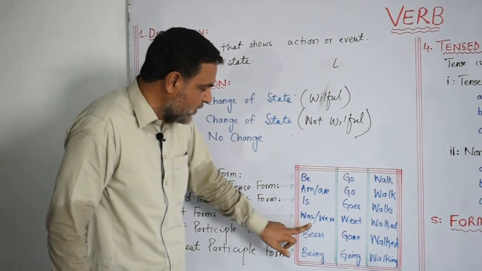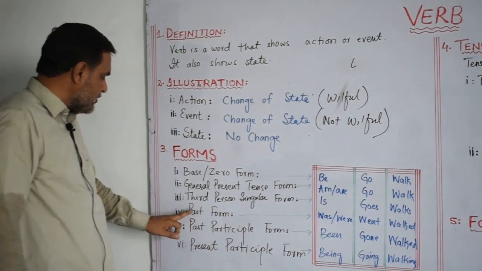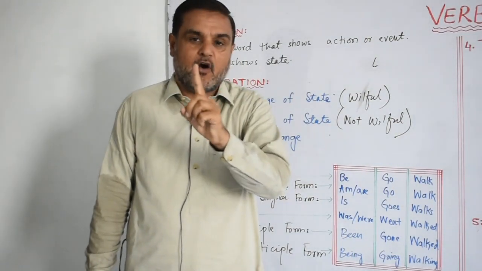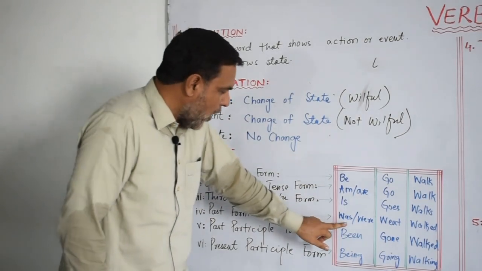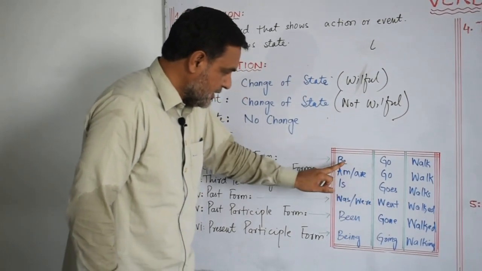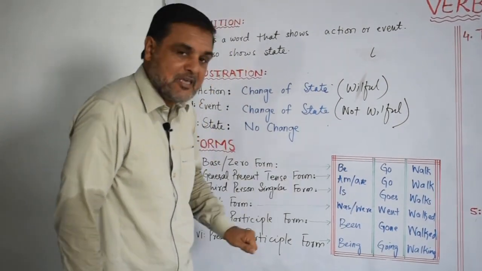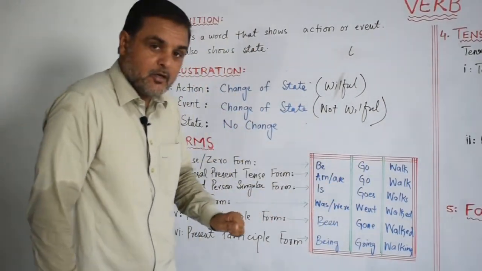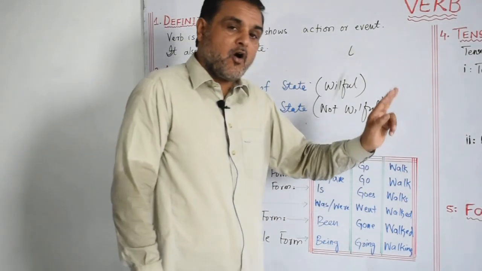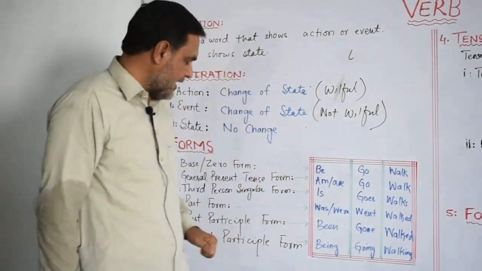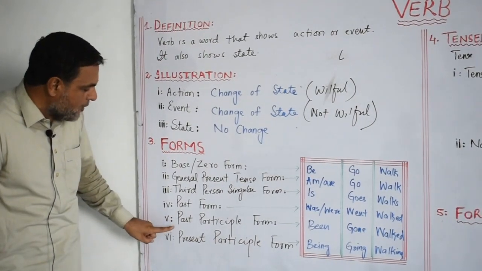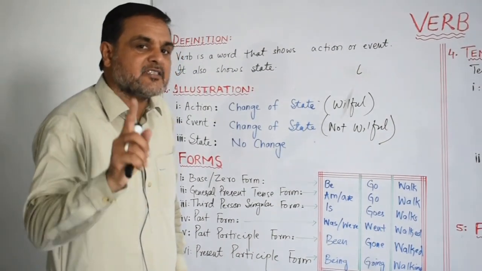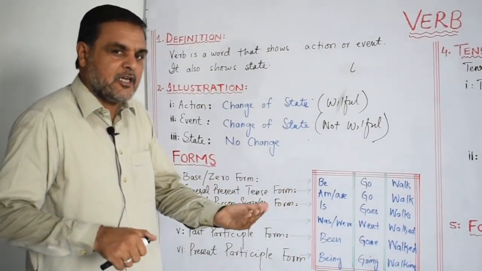And coming towards this one, this is the past form. The fourth form is the past form. We also call the past form the second form. So what is the second form? Was, were is the past form of be. Went is the past form of go. Walked is the past form of walk. You are quite familiar with them. Coming towards the fifth form, past participle form. And past participle form is also called the third form in common language, in ordinary discussion.